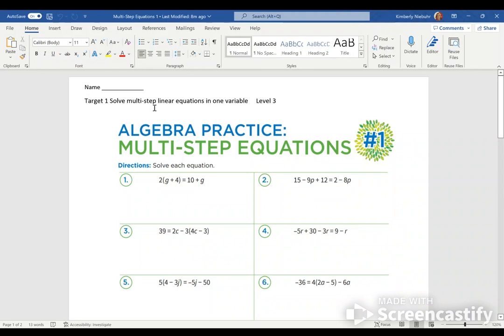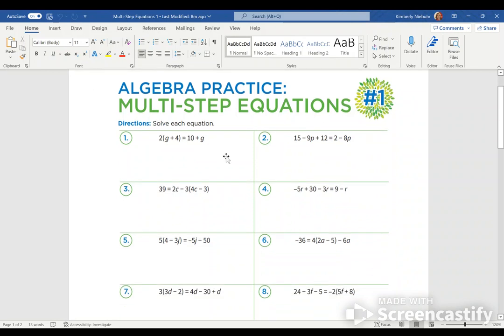We are working on target 1, solve multi-step linear equations in one variable. You'll be working on this in high school too. This is level 3. You're hitting the target. I'm going to work number 1, then I'll have you work number 3. And I'll work number 2, and I'll have you work number 4. Here we go.